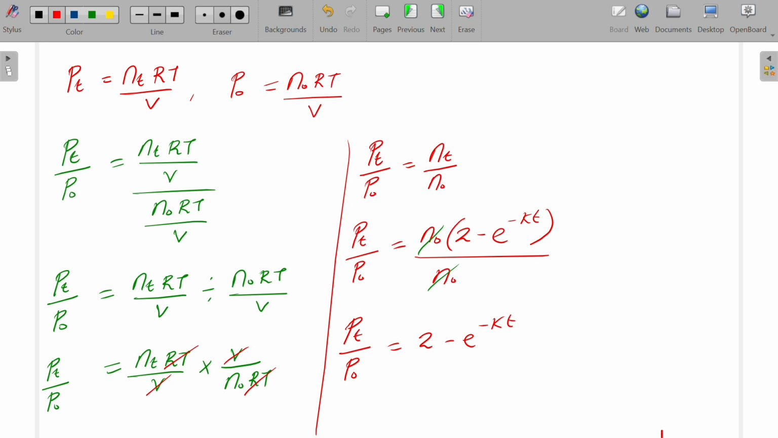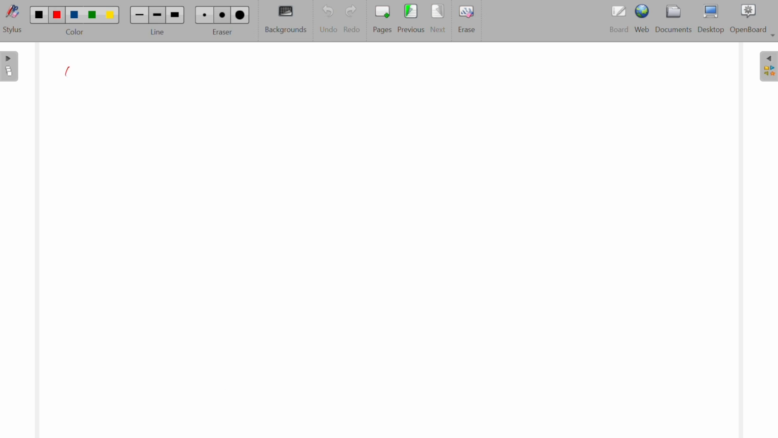So when you reach this stage, remember we are looking for K. We are looking for K. So we're going to make K the subject of the formula. From this expression that we have here, we'll make K the subject of the formula. So let's do that. From what we are given here, PT over P initial is equal to 2 minus e to the power of minus kt. So the first step we're going to take is to take this 2 on the other side.